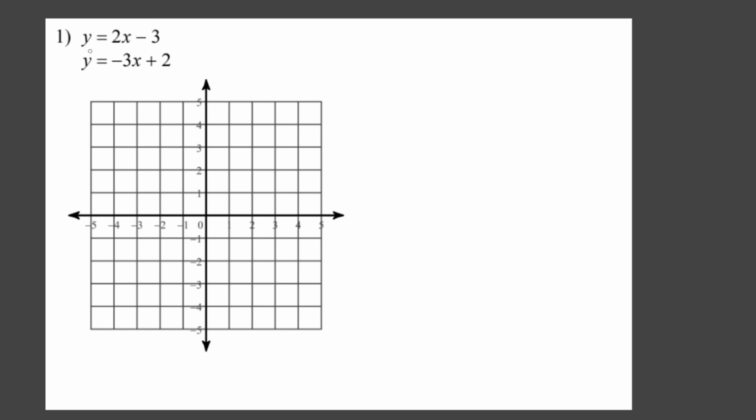First of all, we have two linear equations, y is equal to mx plus b, and all we're doing is simply graphing these two. That's all. We don't even solve the equation until we're all finished with graphing. So the very first equation we have is y is equal to 2x minus 3.